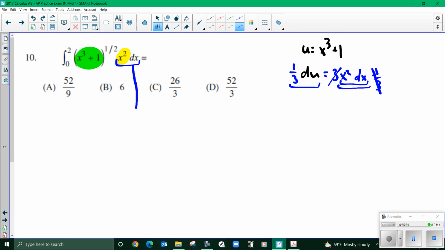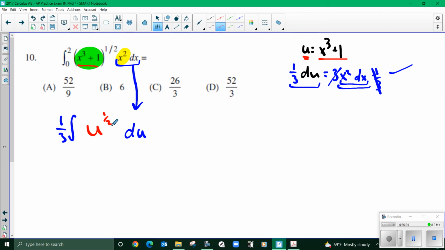So right off the bat, I have du, okay, and my 1/3. I will put that on the outside of my integral. Any constant, I always put on the outside. All right? So my 1/3 du, that's in. Good, check. U is going to be substituted in for x cubed plus 1. So I'm just going to say that's u to the 1/2.